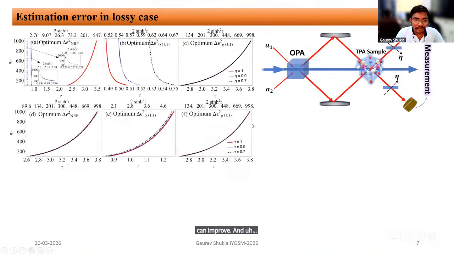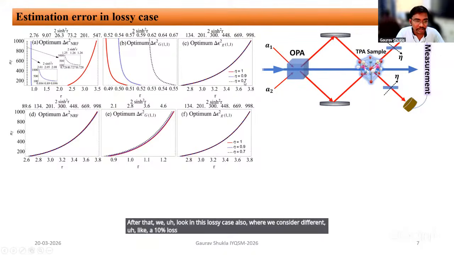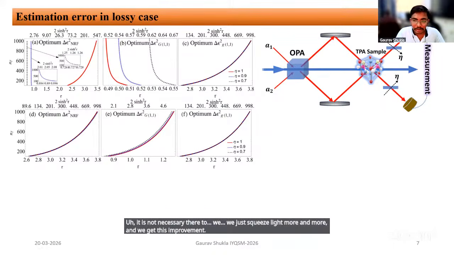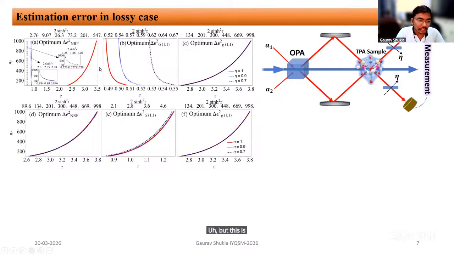After that, we looked at the lossy case also, where we consider different losses, like 10% and 30% loss. And we found that it is not necessarily true that we just squeeze light more and more and get this improvement. Here we found that, with the photon number, there is some optimal squeezing where we get better sensitivity. For example, this panel shows a single intensity case where this noise reduction factor we get to.